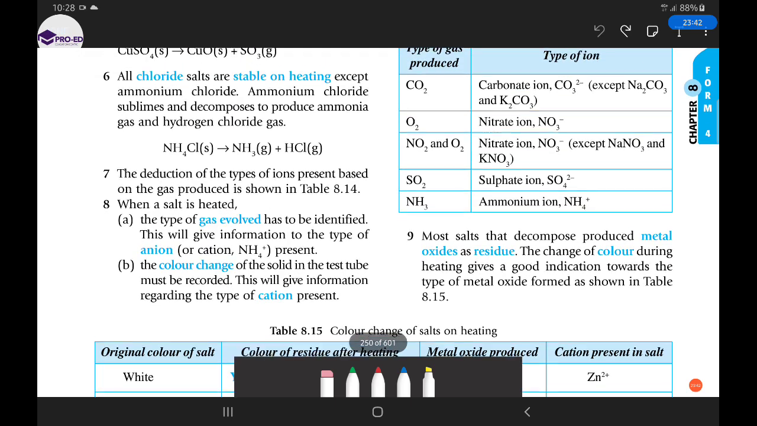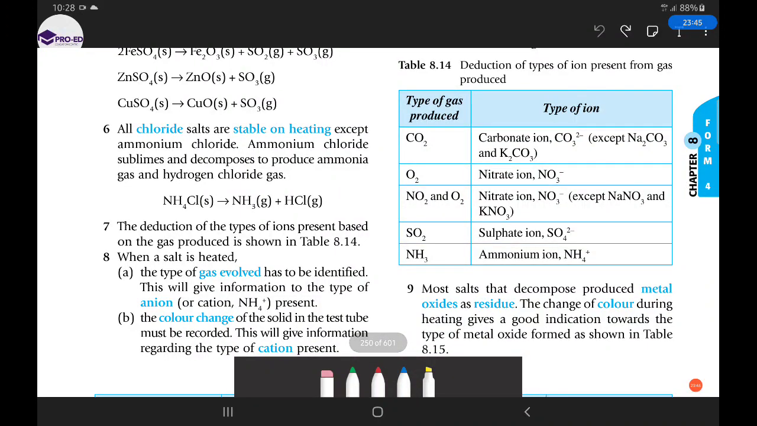That's what they're telling you in number 7. From the gases released, we can actually deduce what ions are present. So let's look at table 8.14. If a particular salt decomposes and produces carbon dioxide gas, we already know it's definitely a carbonate ion, and that means it's definitely a carbonate salt. It has a carbonate ion inside it.